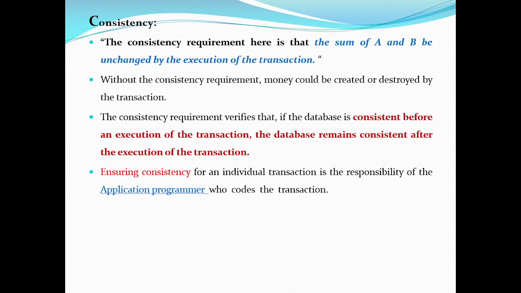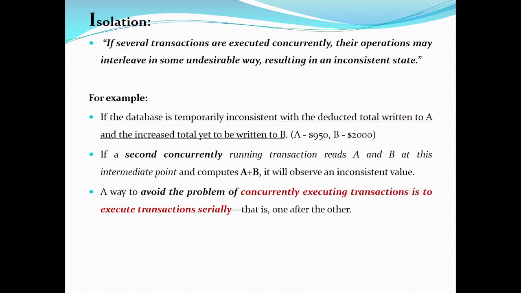The second important property is consistency. The consistency requirement here is that the sum of A and B be unchanged by the execution of the transaction. Without the consistency requirement, money could be created or destroyed by the transaction. The consistency requirement states that if the database is consistent before an execution of the transaction, the database remains consistent after the execution of the transaction. Ensuring consistency for an individual transaction is the responsibility of the programmer who codes the transaction.